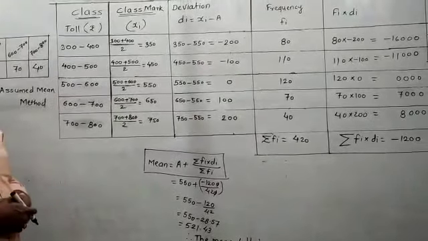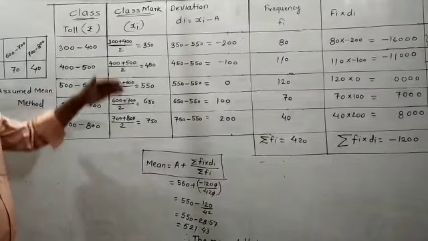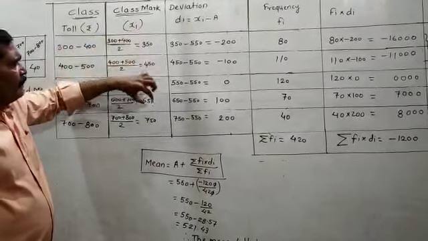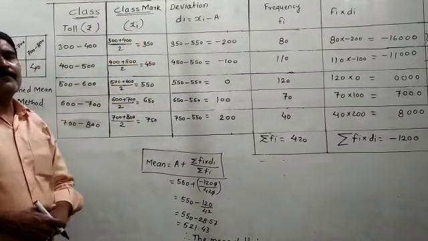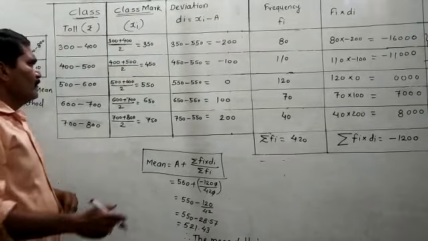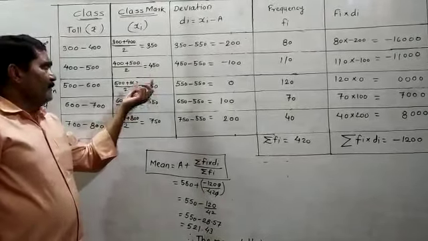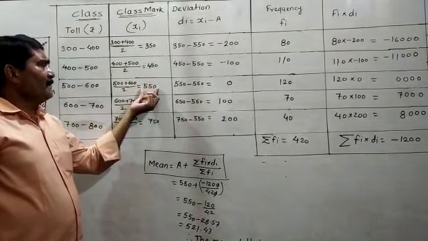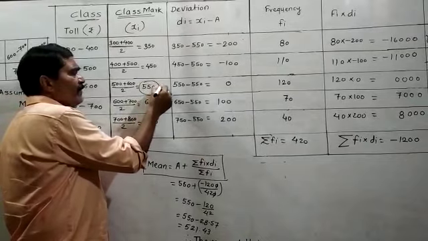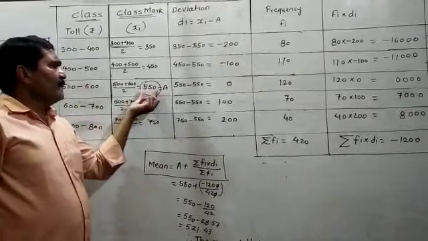In the assumed mean method, within the class marks, how many class marks are there? 1, 2, 3, 4, 5. You have to assume one of the class marks as A. So the middle class mark you have to assume as A. The total number of class marks is 5. The middle one is the third one, 550. So I will assume this as A. A is equal to 550.